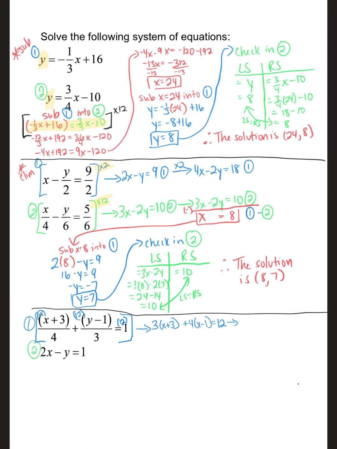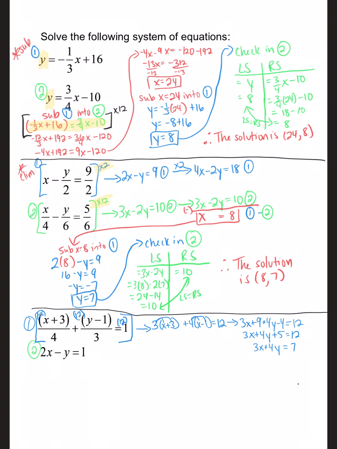Okay, so from there, we need to distribute to simplify this equation. So we're going to distribute our 3 in the brackets, we're going to distribute our 4 in the brackets. So 3x plus 9 plus 4y minus 4 equals 12. And then we'll just work to combine some like terms. So we have 3x plus 4y, and we can combine that 9 and that negative 4, so it's a plus 5 equals 12. And then finally, I'm going to bring that 5 over to the other side just so it's with the other constant. So 3x plus 4y equals 12 minus 5 is 7.